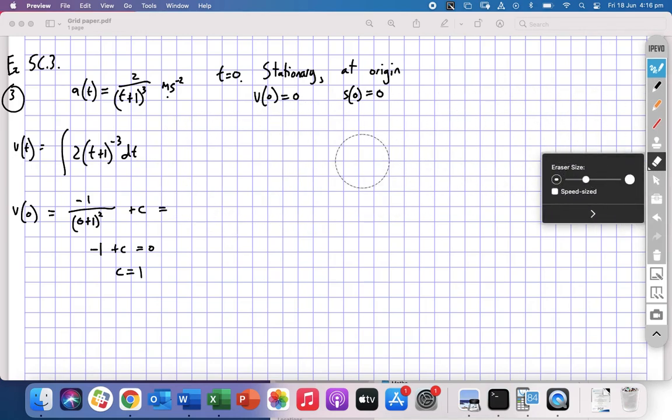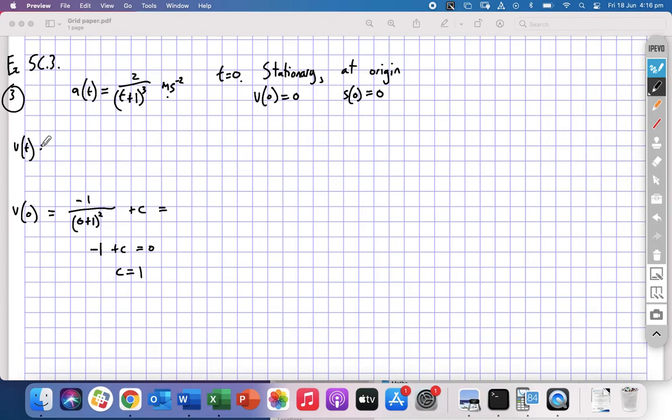At this late stage of the day, I don't trust myself to remember. So the velocity function is minus 1 on (t plus 1) squared, plus 1, and I've just worked out that the c was a positive 1. Okay, now I can erase this. All right, next step was to find the displacement function.